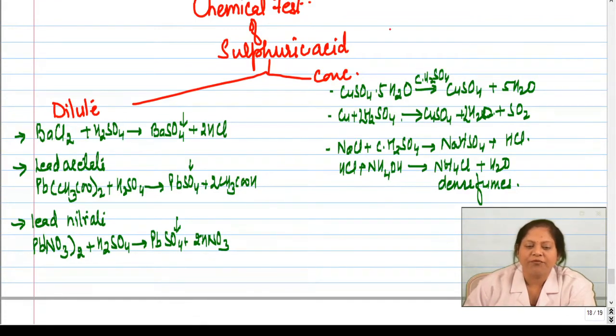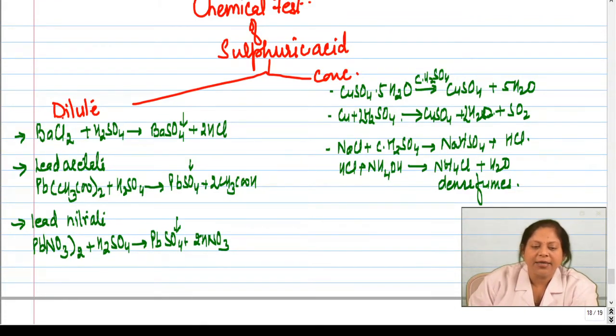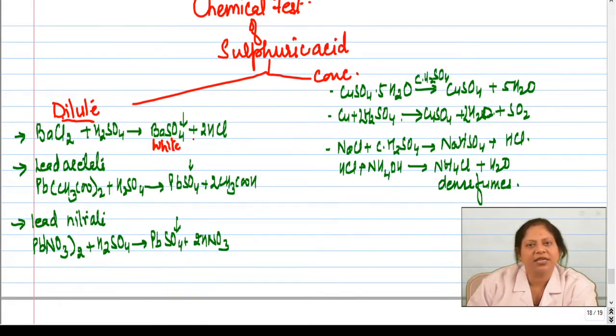Okay, so first we talk about dilute sulfuric acid. In order to confirm whether the acid is sulfuric acid, you put some barium chloride solution. The moment you put barium chloride solution, you will get a thick white curdy precipitate. This confirms that the acid is sulfuric acid. This also confirms that it contains water, right?